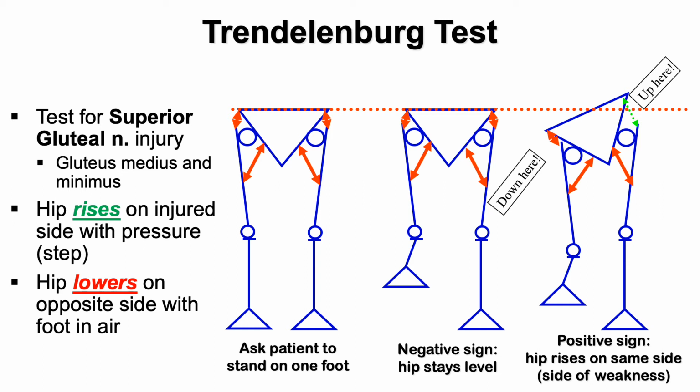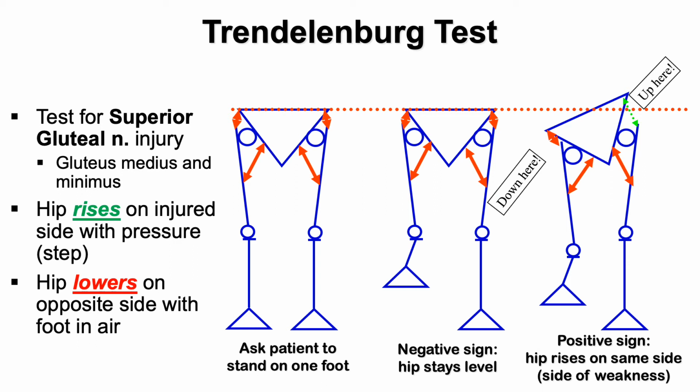One easy way to test for the superior gluteal nerve injury that innervates both the gluteus medius and minimus is something called the Trendelenburg test. Because these two muscles are really big with that abduction and medial rotation, they really help with swinging the leg forward when we go to take a step. And so, using this Trendelenburg test, you can look at the hip levels to tell which side is injured, whether the right or the left superior gluteal nerve is injured.